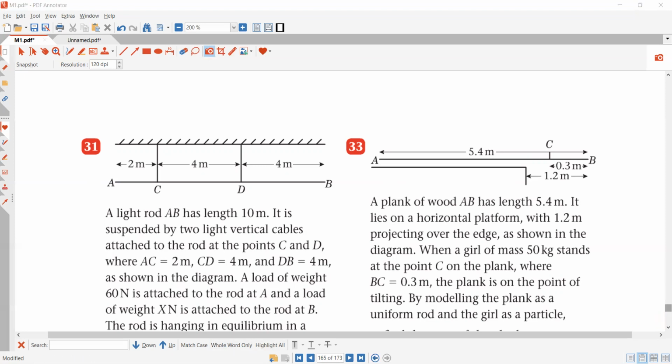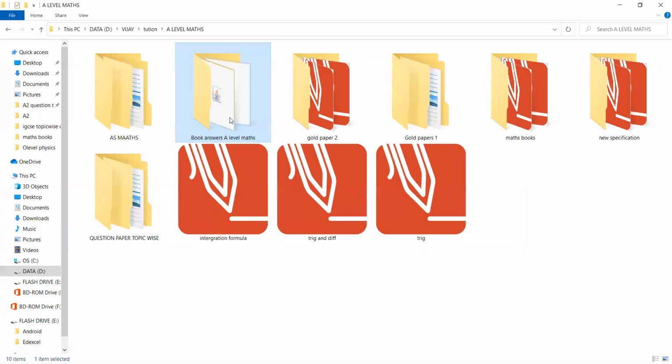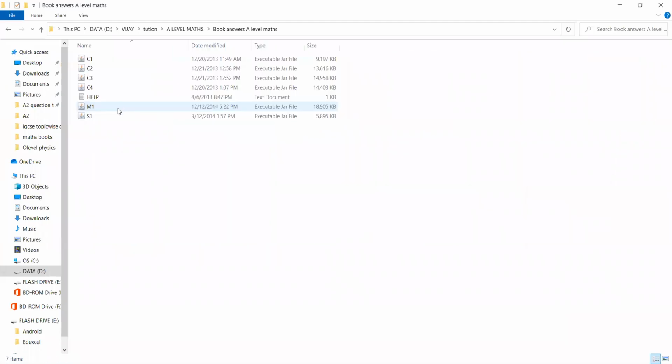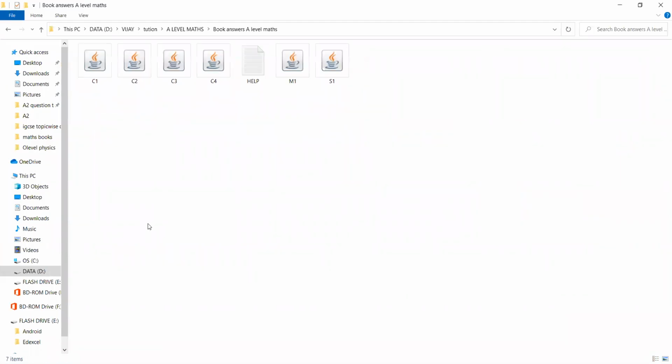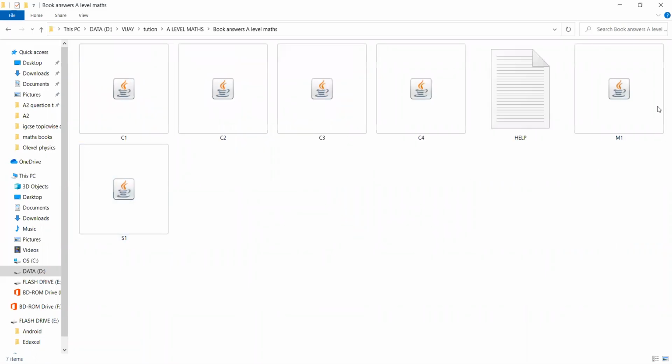Those who have my files with them, let me show you guys the recording. A-level maths, let me share the screen. So in A-level maths, there is a file known as book answers A-level. Go there, click on M1. There is a file named M1. You need Java for this. You need to have Java installed on your laptop. Just search for Java download in Google and it will download it for you. Okay, those who have my files.